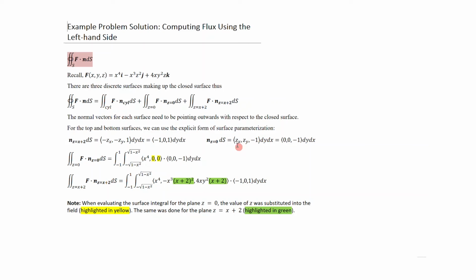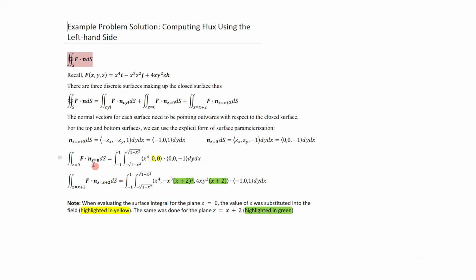Again, if we take the partial of z with respect to x and y, for the case z equals 0, we end up with 0 and a 0 and a minus 1. All right, so now we have the differential surface area vectors for these two flux contributions.